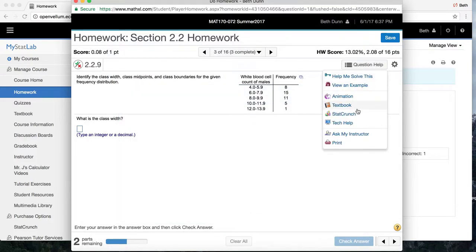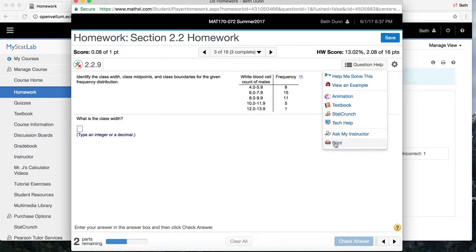Lots of students use that button, and don't be afraid to use it at any time. I will try to email you back as soon as possible. I promise to email you back within 24 hours. Realize if you're doing your homework at midnight, I'm probably in bed and not sitting next to the computer, so don't expect an immediate response, but I will respond to these in a very timely fashion.